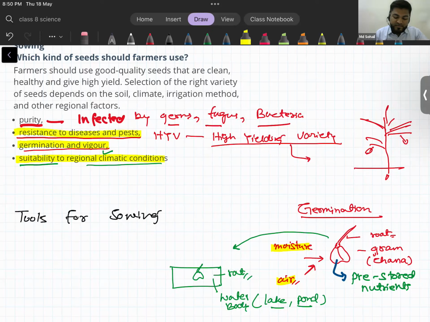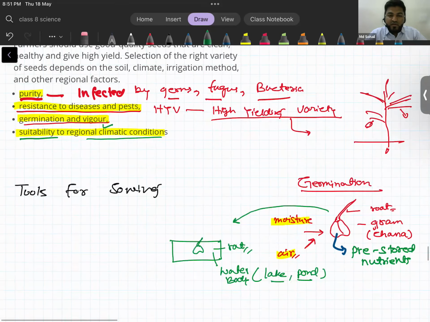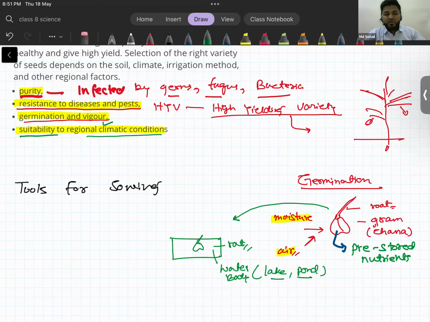So while selecting the seeds, these are the four things which we consider before buying the seeds. Farmers check whether the seeds are pure or not, and if they are infected or not. They also check their resistance to diseases, whether that seed will be resistant to any diseases or not. You must have heard in the news that the cropland of farmers got infected by an unknown bacteria or virus, and their whole crop got damaged. So that also has to be checked, right? Now germination time, they also consider that. Suitability to regional climatic conditions, which we were discussing, also has to be considered.